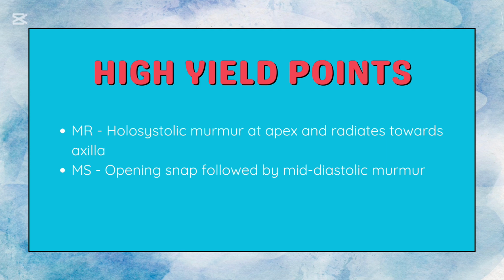And for mitral regurg, what UWorld will tell you is that there is a holosystolic murmur at the apex, or UWorld also tells you that there is a murmur or an extra sound which we can hear in the axilla. So if you're hearing something in the axilla, that means there is a murmur radiating towards the axilla. So the murmur is most commonly mitral regurg.